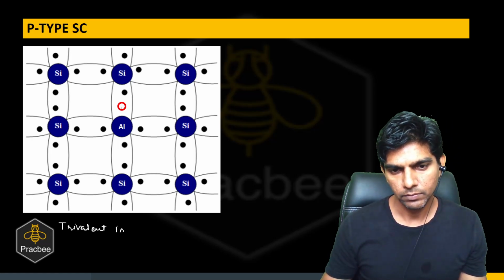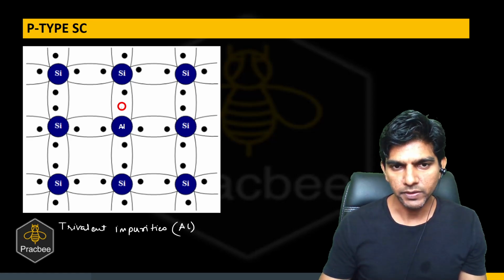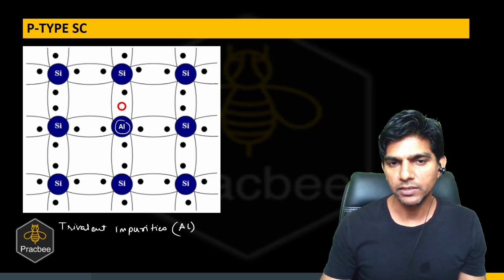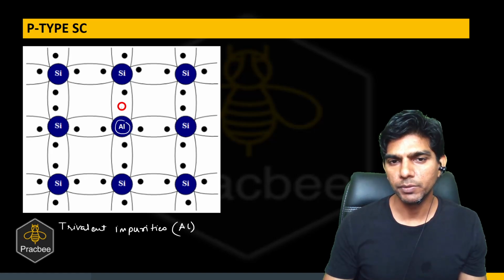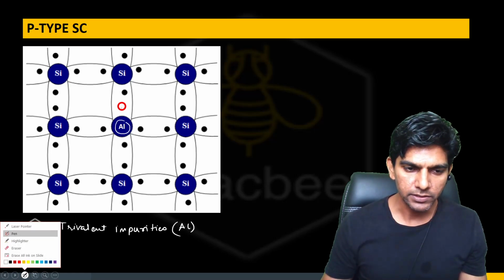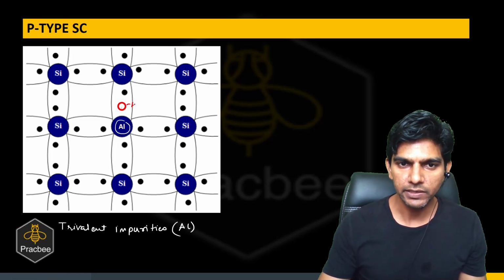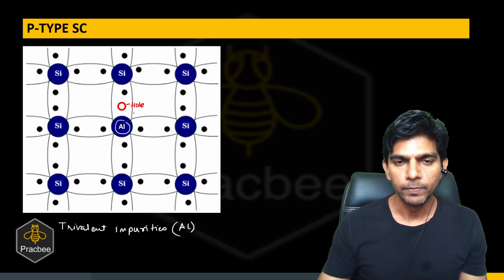Trivalent impurities. Let us take an example of aluminium. What we have done is replaced some of these silicon atoms with aluminium. Now this aluminium has 3 valence electrons. Those 3 electrons will be bonded. It will make bonds with the neighboring 3 silicon atoms, and the 4th bond will have some vacancy. This vacancy is nothing but the hole, right? So it is having a hole in the 4th bond.